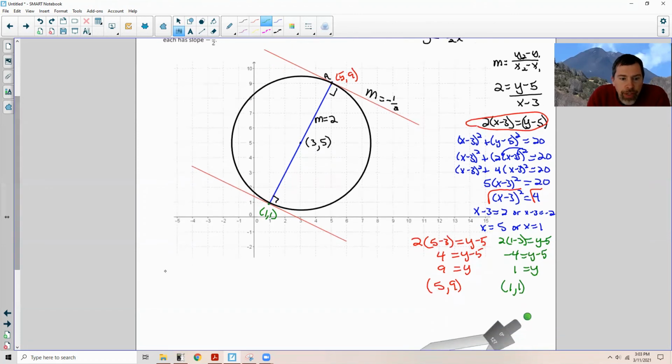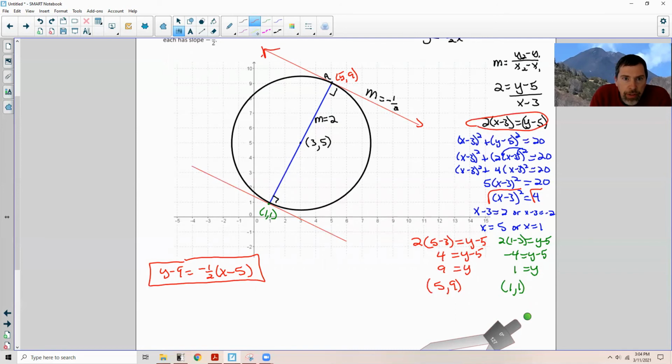So in order to do that, I'm going to use the point-slope formula. I have a point, and I have a slope on that red tangent line there. The first one I will do, which is this one here, will be y minus y1, which is 9, equals our slope, which is negative 1/2, times x minus my x value of 5. I can just leave it like that. There is the equation of this tangent right here, if that were an arrow, okay?